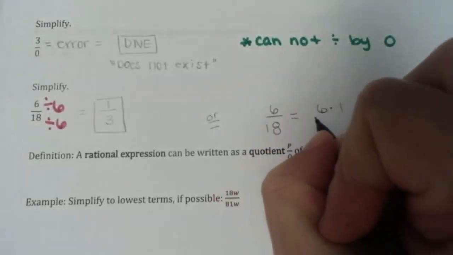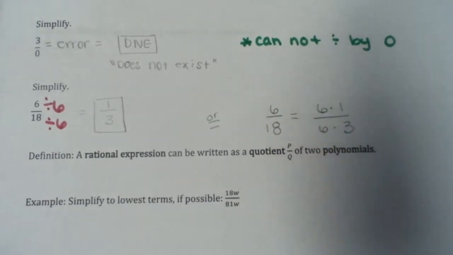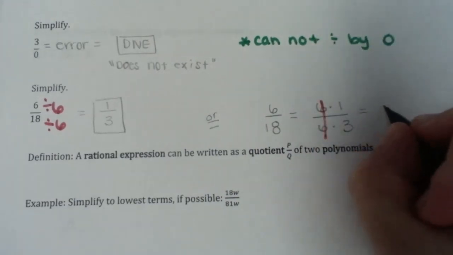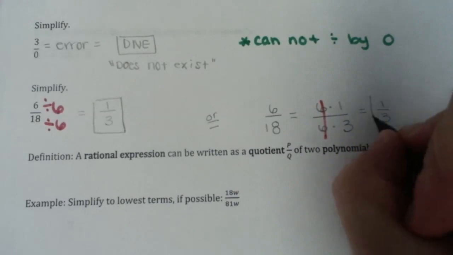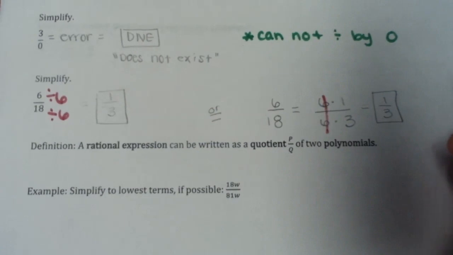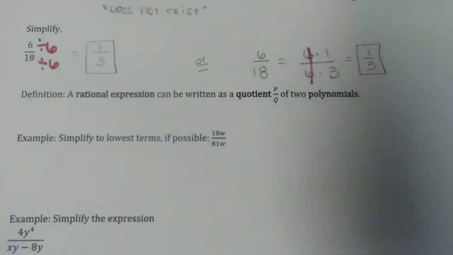Another way we can look at it, if we have 6 over 18, 6 is the same thing as saying 6 times 1, divided by 18, which is the same thing as saying 6 times 3. That way my 6 divided by 6 goes to 1, they cancel out. So cancel out like factors. They both have that factor of 6 in common, so I can cancel it out, and I'm left over with 1/3. This is kind of how we're going to be doing the next one, which we'll see in a second. But either way, it doesn't matter, you still get to 1/3.